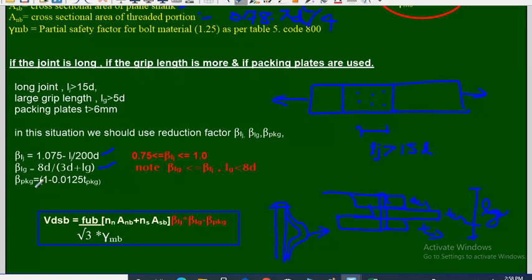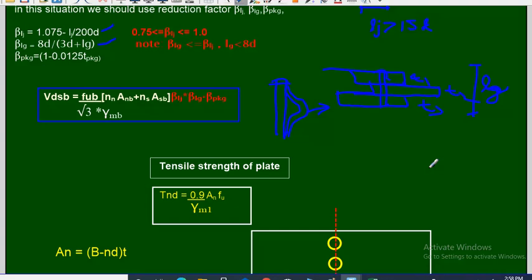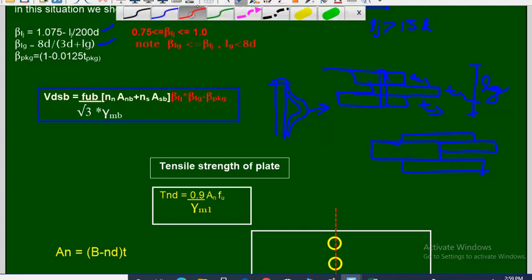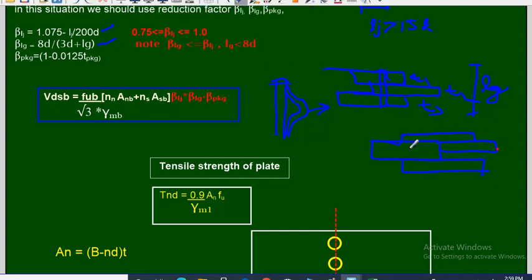Another one is the reduction factor for the packing plate. It means if the packing plate is more than 6 mm. Packing plate is nothing but this. If you have different thicknesses of plates and you want to join them using a butt joint like this, a double cover butt joint, a gap will come here. You see here, this is smaller one, this is bigger one. How are we going to fill this gap? We will have to use a packing plate here, PP.